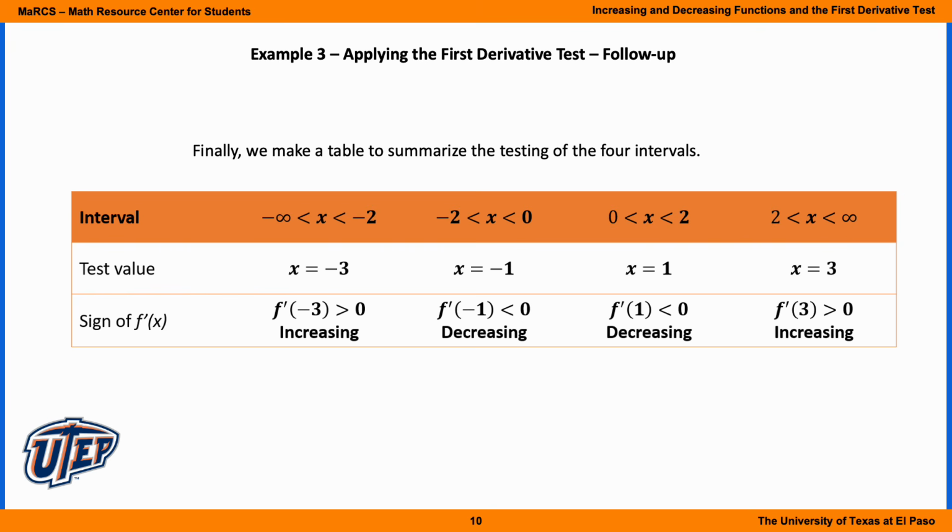So once again, we see that we have a sign change at negative 2 and at positive 2, which confirms what we had just stated earlier, that we had a relative maximum at x equals negative 2, and a relative minimum at x equals positive 2.